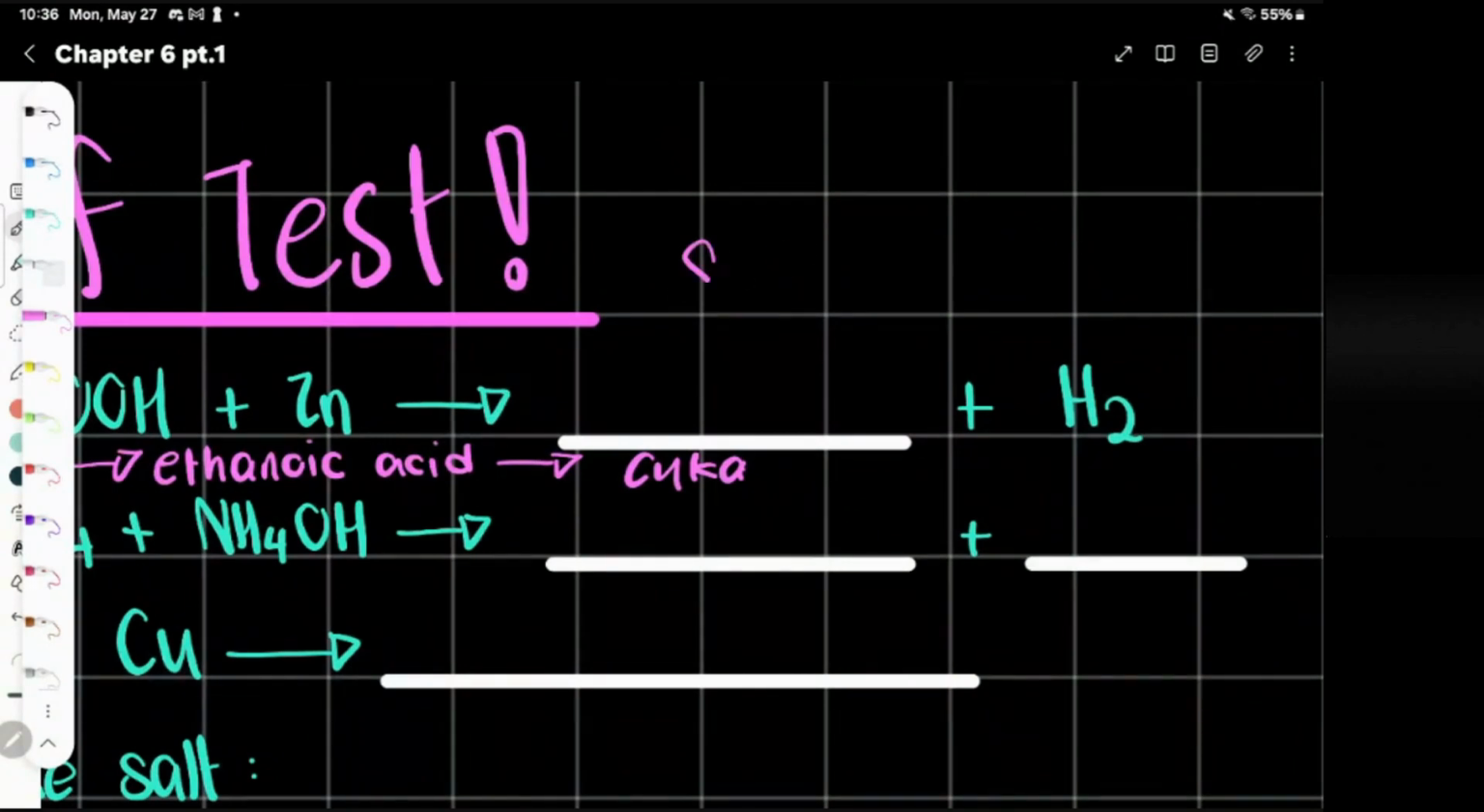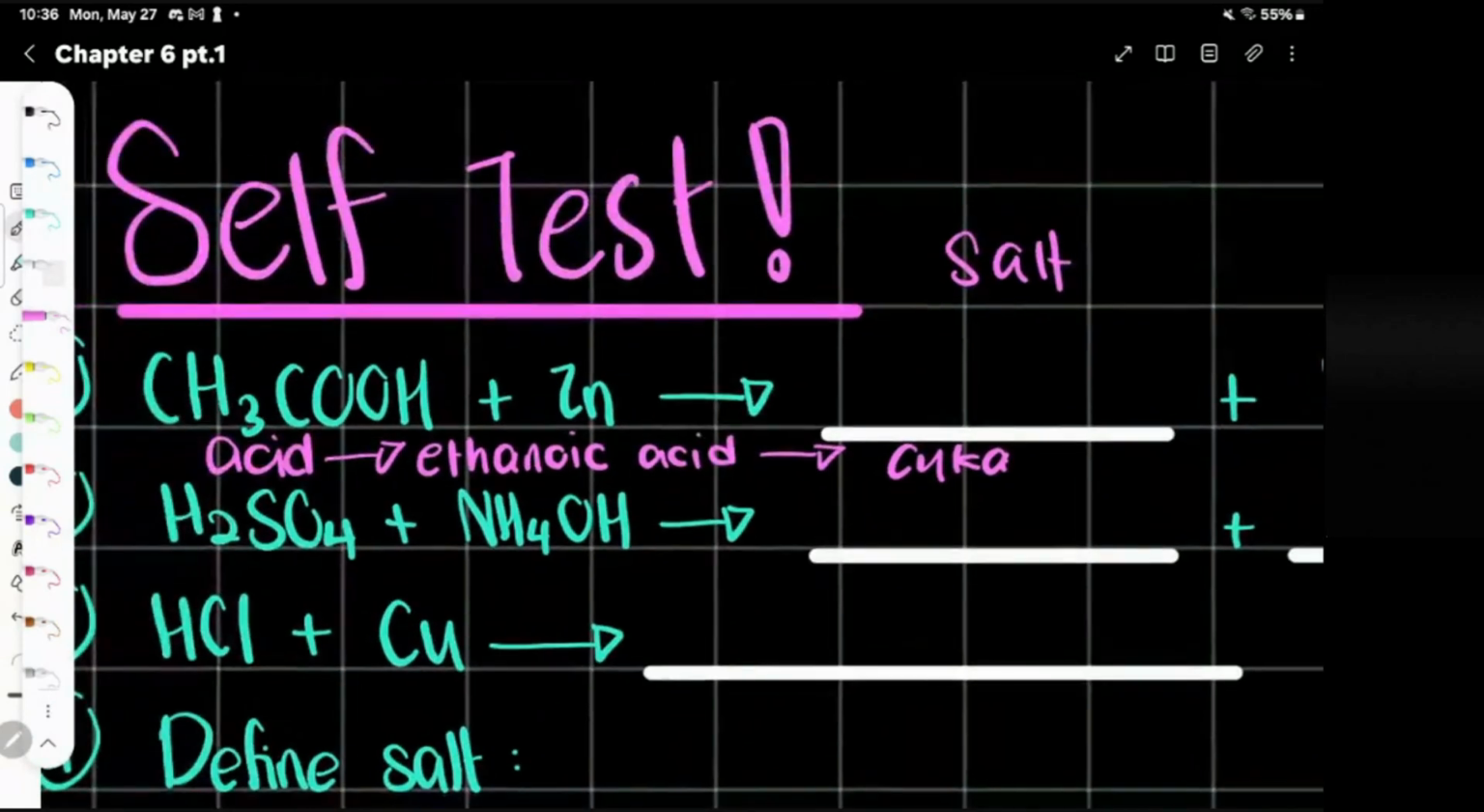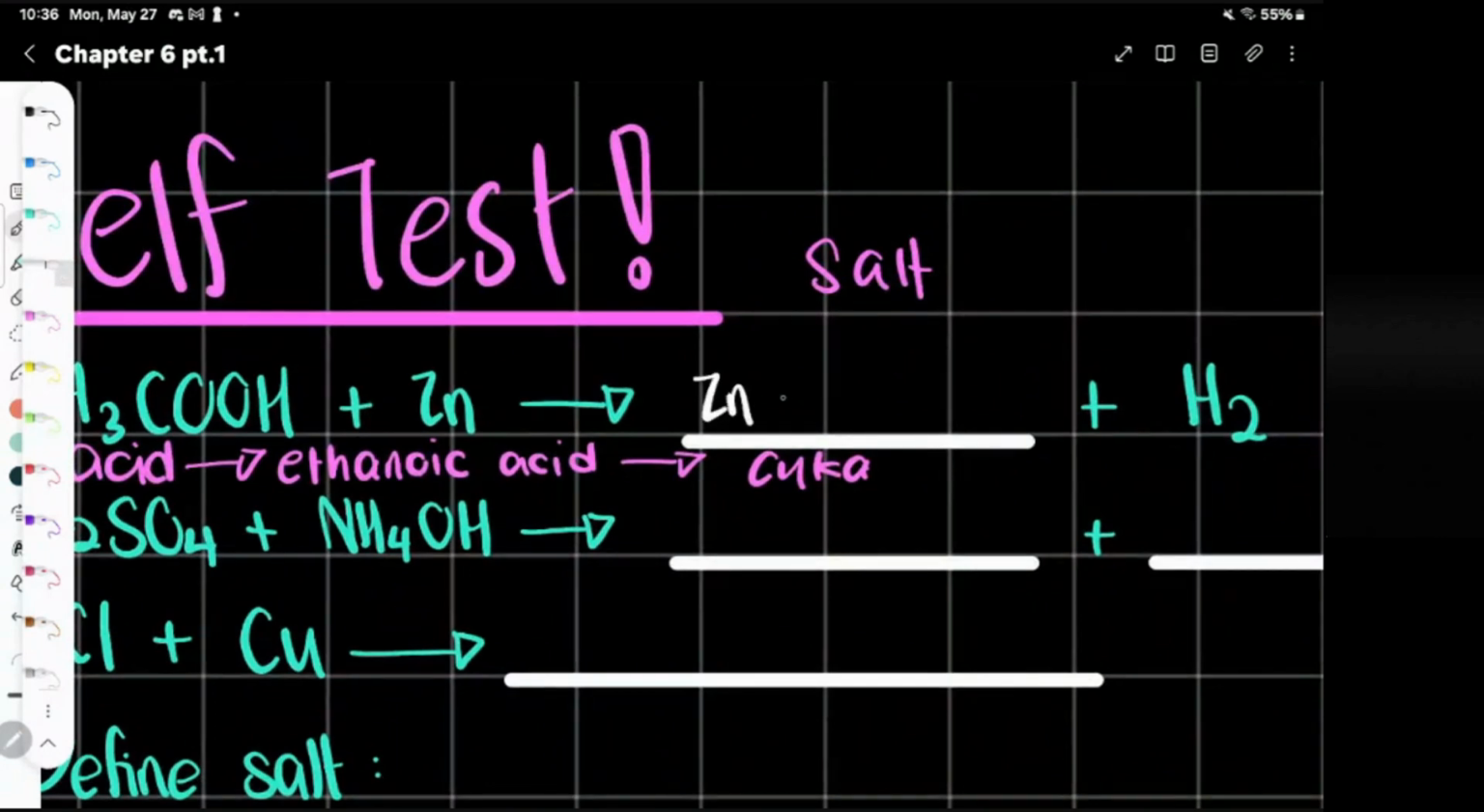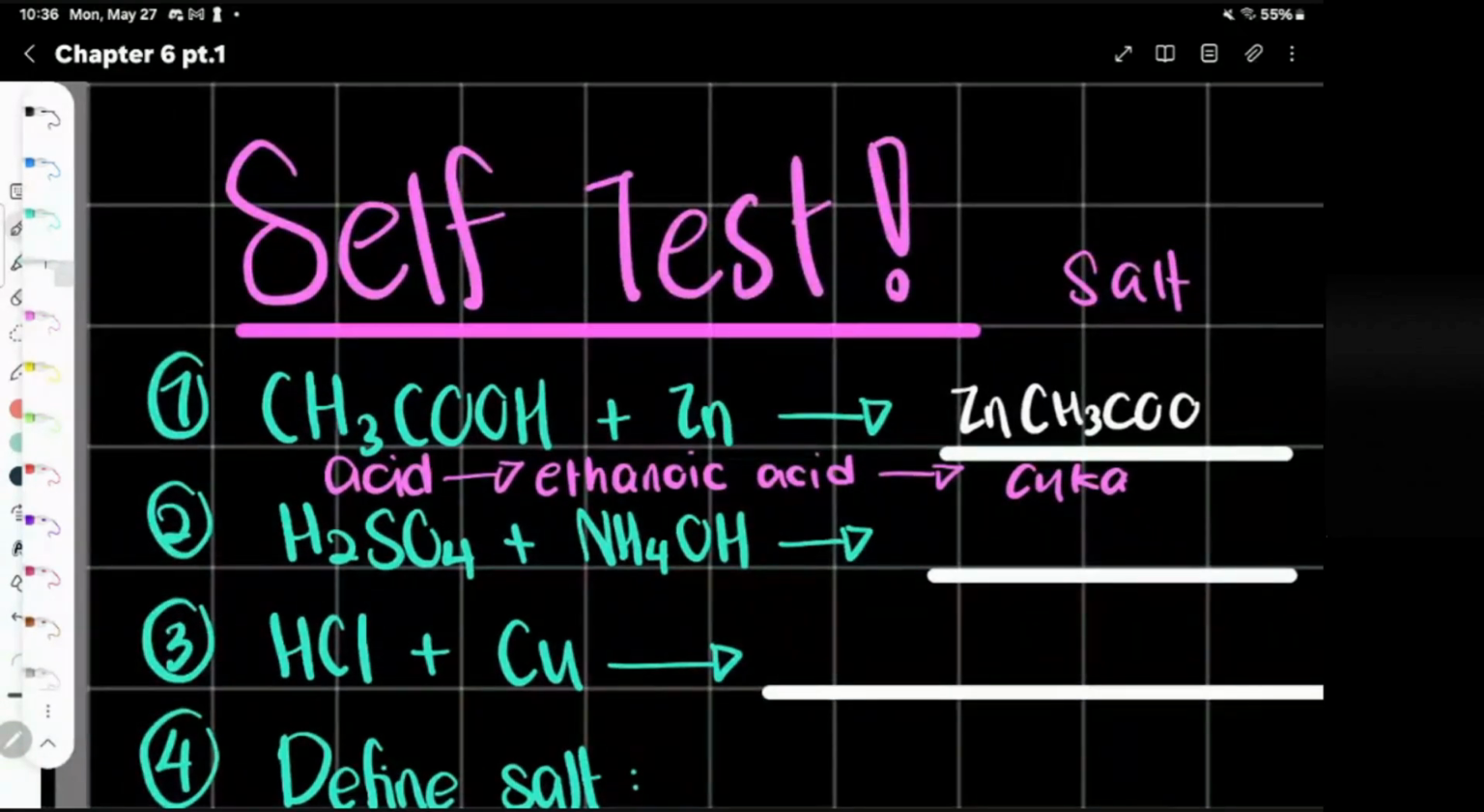So what is the salt here? The salt here is actually a trick question. Because you probably think it is going to be Zn CH3COO. But no, this is not it. By the way, H is not there because this is the H plus ion. This part here is the H plus ion. This one here is the negative ion.